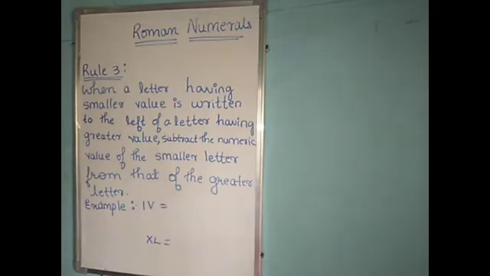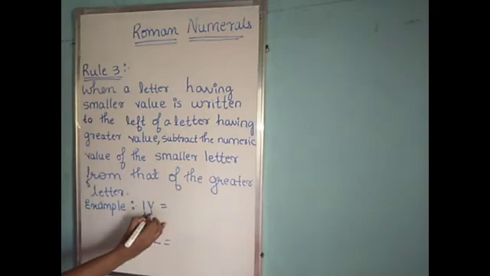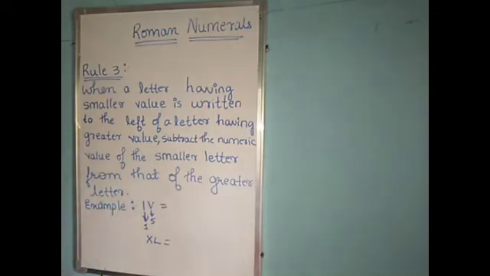For example, IV. I is the symbol of 1 and V is the symbol of 5. I is the letter of smaller value and V is the letter of greater value. Here the letter of smaller value is written to the left side of the letter of greater value.